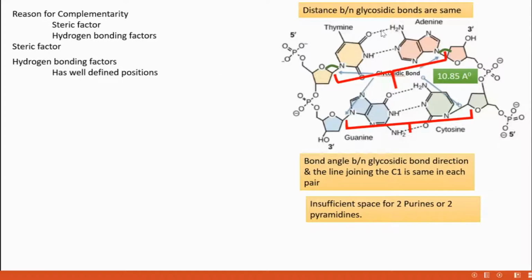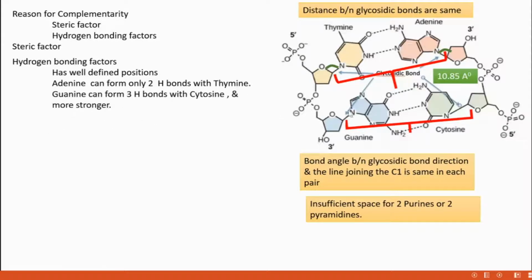Each has a well-defined position for forming hydrogen bonds. Adenine and thymine: look here, it's only convenient to form two bonds. There's no provision or convenience to form a third hydrogen bond. Only two bonds are possible. But in the case of guanine, look, it's possible to form three hydrogen bonds. So that's about the hydrogen bonding factors that also support the complementarity property of the DNA double helix.